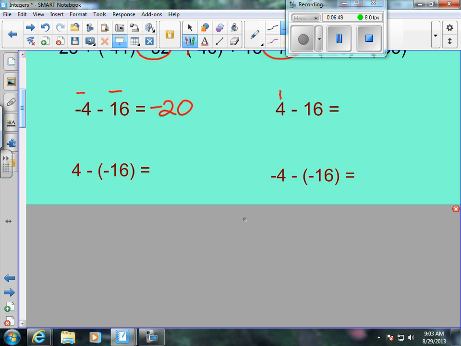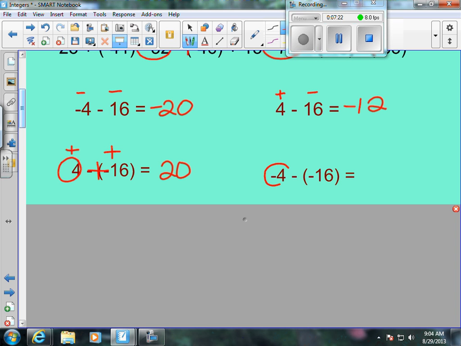The 4 is a positive. The 16 is a negative. Different signs. So we find the difference of 4 and 16, which is 12. And we take the sign of the bigger looking number, or the number with the biggest absolute value. In this case, we have 4, which is positive. This 16 is also positive because 2 negatives make a positive. So now we go ahead and add them, and we keep the same sign, so it stays positive.